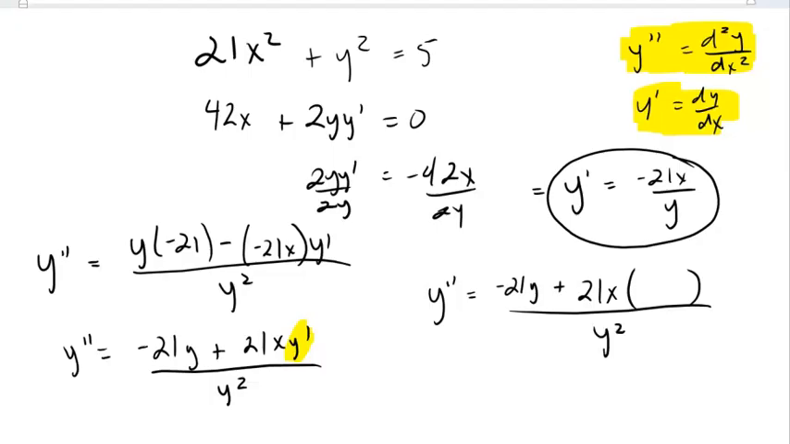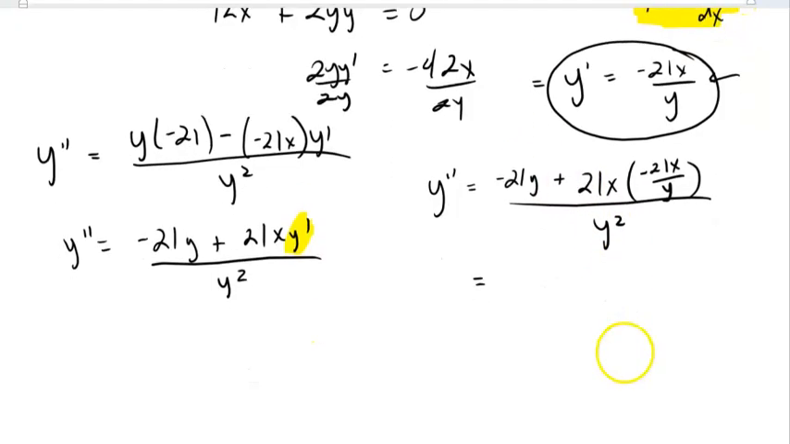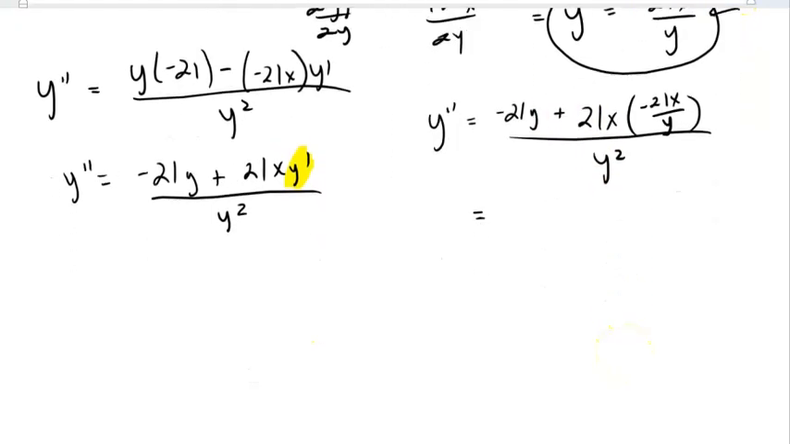Okay, so what's y prime? Well, y prime is that thing, so let's put it back in. Now, without thinking too much, I have a complex fraction here, right? There's a fraction within a fraction. So typically what we would do is multiply top and bottom by y. That gets rid of my fraction. So I get negative 21y plus 21x, and we've got to square that, I suppose.